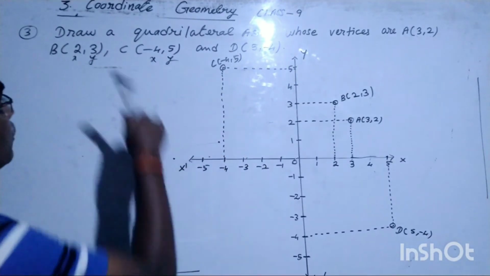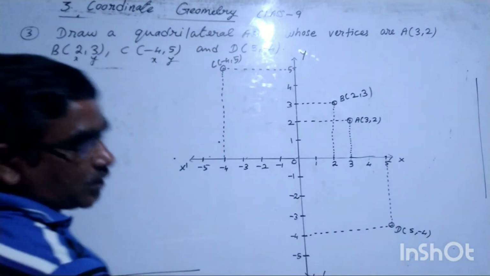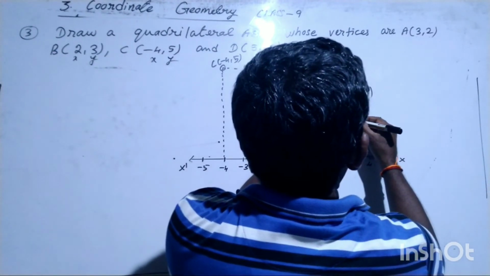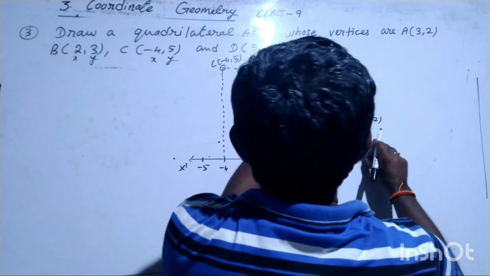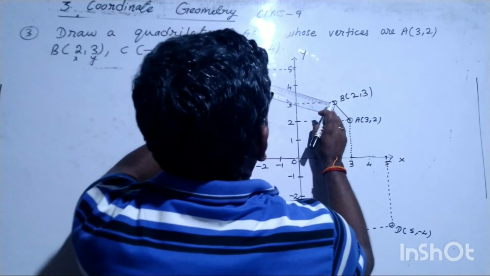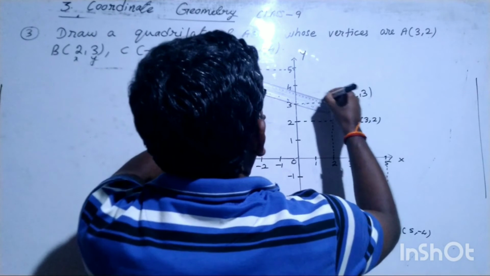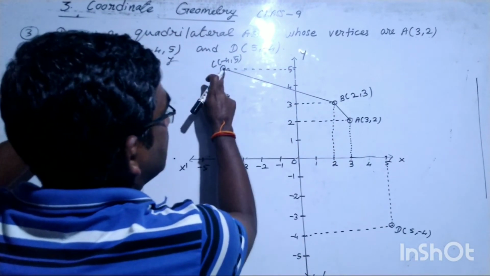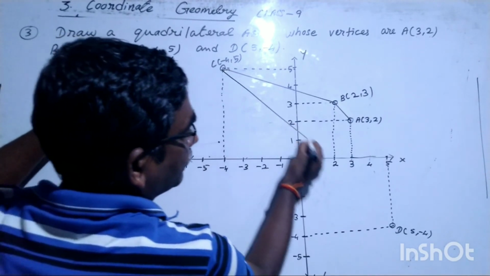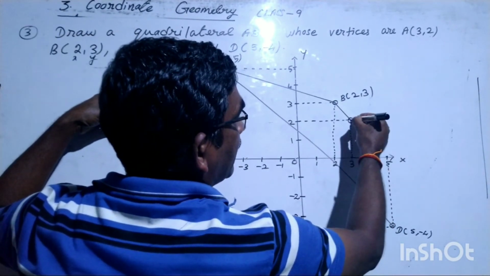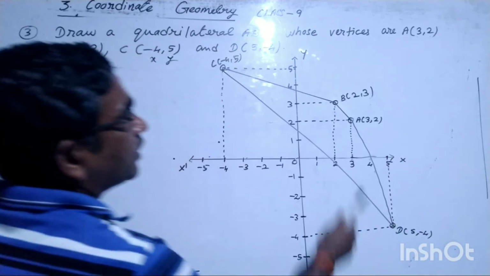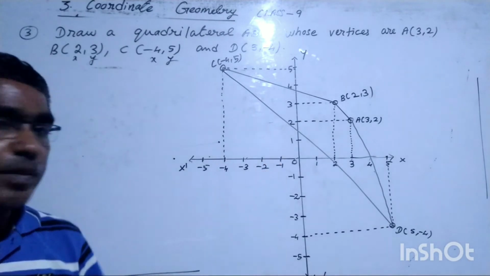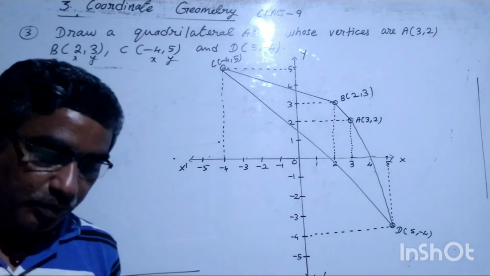Now you can join and draw the quadrilateral ABCD. Join A and B, and B and C you can join it. You can join this one, right? And C and D can join that. Okay? And A and D join that. So you'll be getting the quadrilateral ABCD. I hope you understand how to draw a quadrilateral ABCD. Yes, let's go to question number 4.